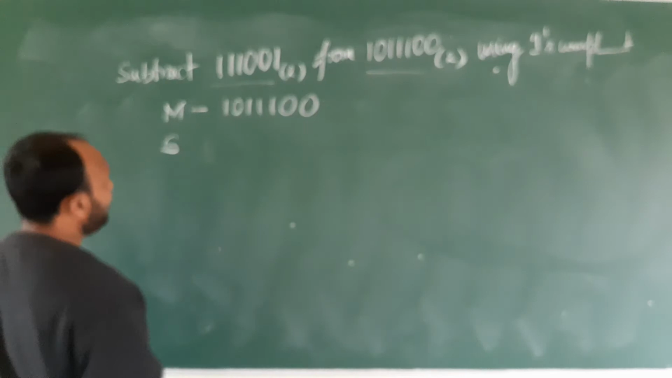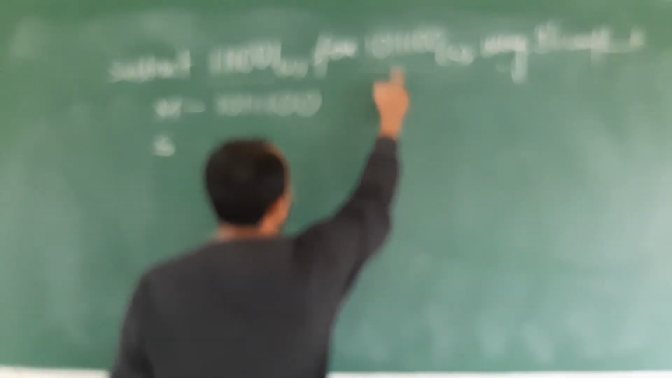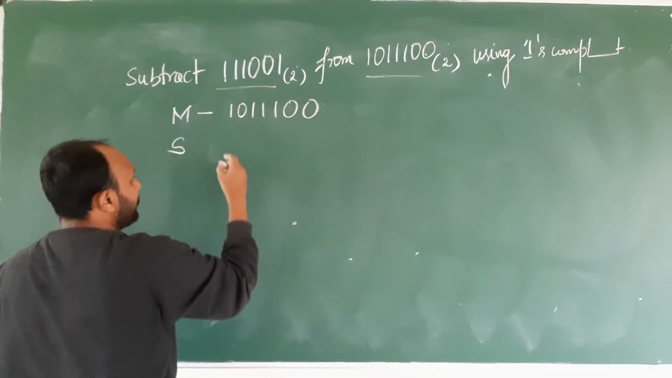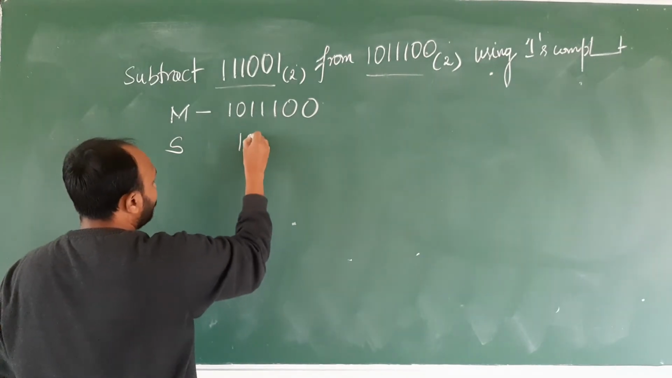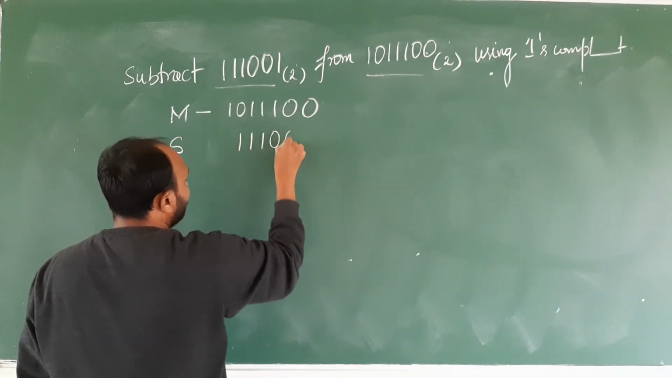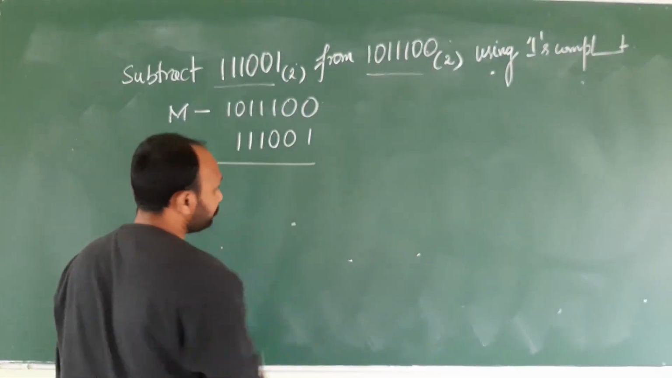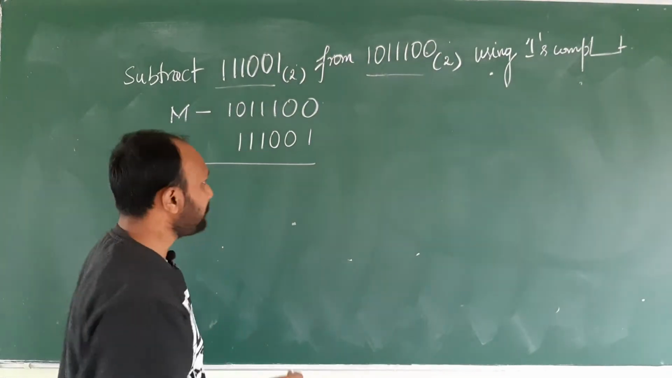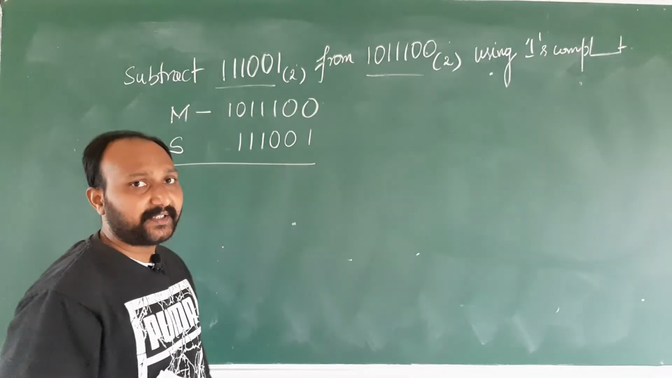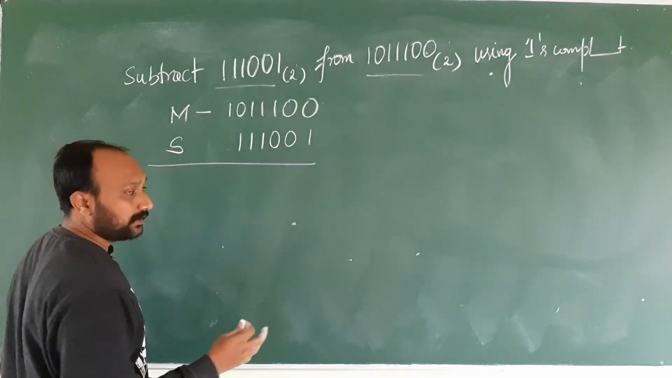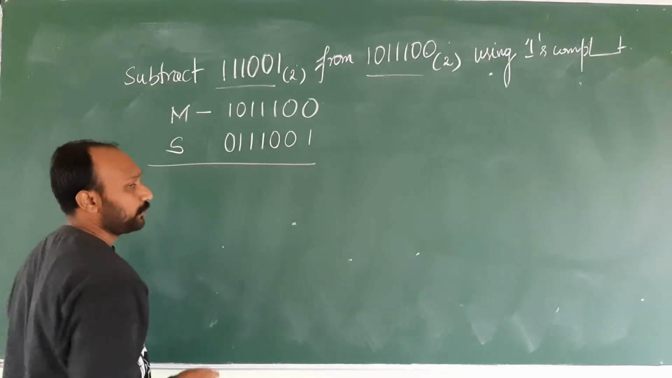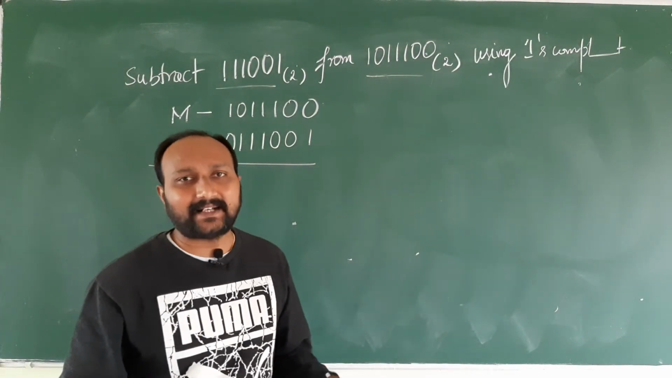What is the subtrahend? The subtrahend is 111001. Please notice here, while writing you need to be very careful. Here there are totally 7 bits, but here there are 6 bits. So you start writing from here: 1 1 0 0 1. One bit is missing, isn't it? There is one vacant space. Let us fill that vacant space with 0. If you use 0, there will be no change in the magnitude.